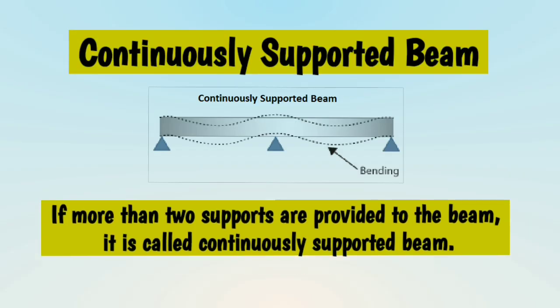Continuously supported beam. If more than two supports are provided to the beam, it is called continuously supported beam.